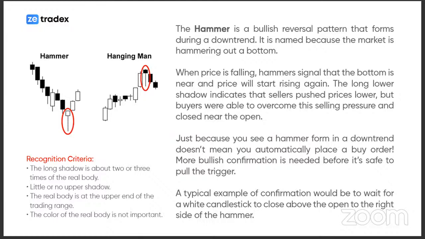Now, the hammer is a bullish reversal pattern that forms during a downtrend. A little hint for you: it is named because the market is hammering out a bottom. When price is falling, the hammer signals that the bottom is near and price will start rising again, while the lower shadow indicates that sellers pushed prices a bit lower, but buyers were able to overcome the selling pressure and close near the open. Just because you see a hammer forming in a downtrend doesn't mean you automatically place a buy order. More bullish confirmation is needed before it's safe to pull the trigger.